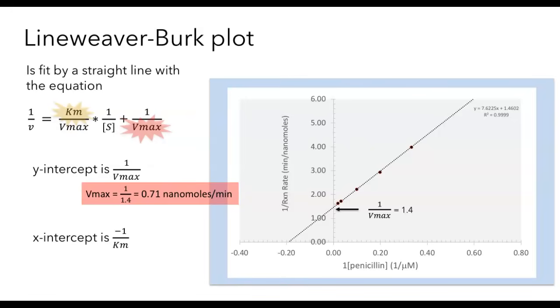Now the x-intercept is equal to minus 1 over Km. So to determine the Km, I'll have to look at the x-intercept. Here it is, it's minus 0.2. And then to determine what Km is, I have to take the opposite of 1 over that value, which turns out to be 5 micromolar penicillin. So that's how we'll use a Lineweaver Burk plot in order to calculate these two parameters.